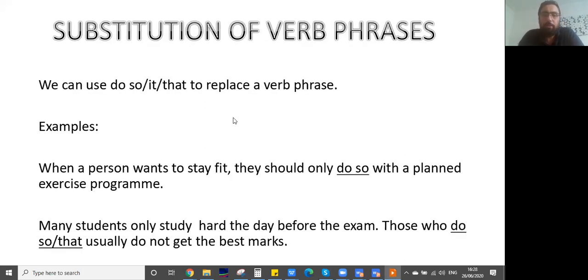Okay. Now let's move on to different types of, so now we have like a phrase, like a group of words. So not just one verb. We're going to take a verb with a noun, or a full phrase there. Okay. So let's take a look. So we have some examples here. When a person wants to stay fit, they should only do so with a planned exercise program. So here we're not talking about one verb. We have a phrase here, yeah?